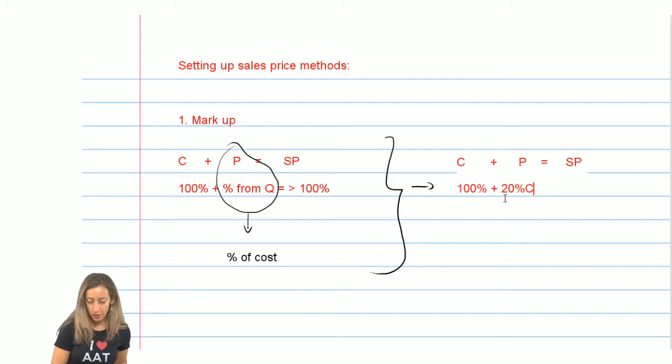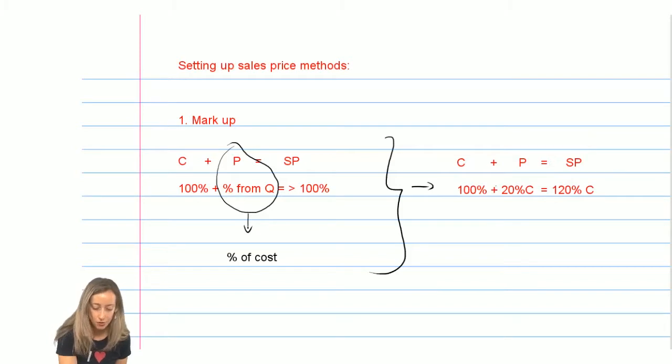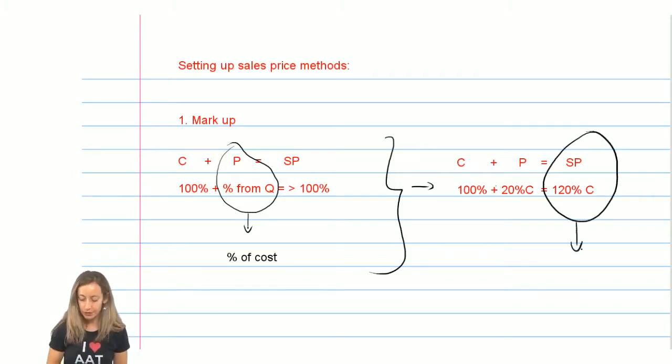I know we don't know how much the cost, well, we do know how much the cost is, but we will use it in a bit, okay? What I'm trying to tell you is that we have the cost being 100%, the profit being 20% of the cost, and the selling price, of course, is 120% of the cost as well. So from here, to be able to calculate the selling price, all we have to do is replace with the numbers, okay?